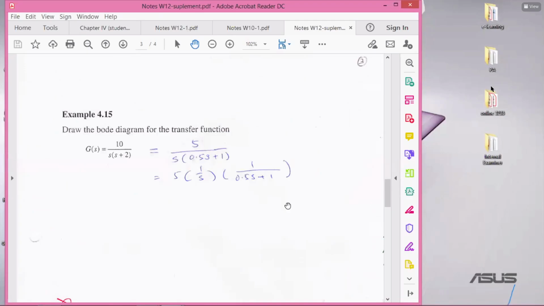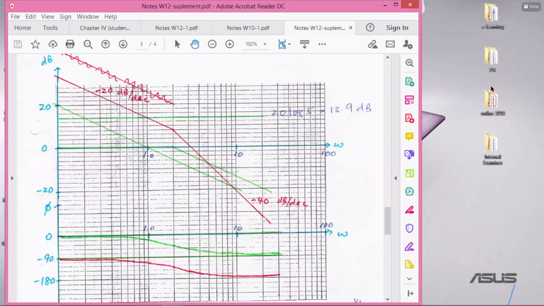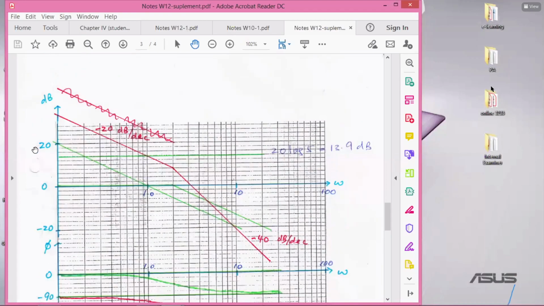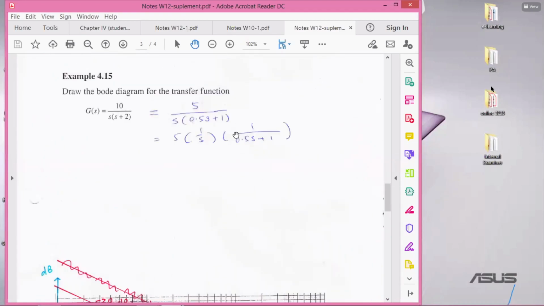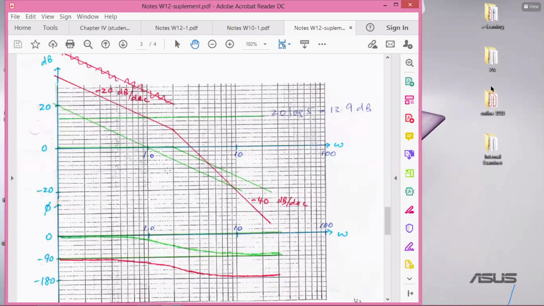I do not recommend you do this in your test, but it is also accepted if you do this in your test or final exam. Okay, the more terms you have, let's say you have another term, you're going to have another green line, and then you need to add that to your resultant curve there. Just add those lines together. Any question?